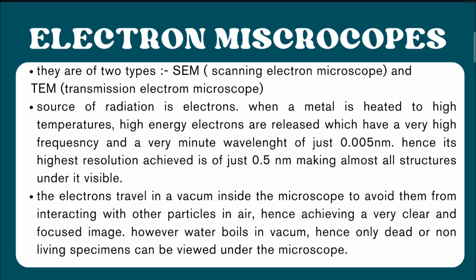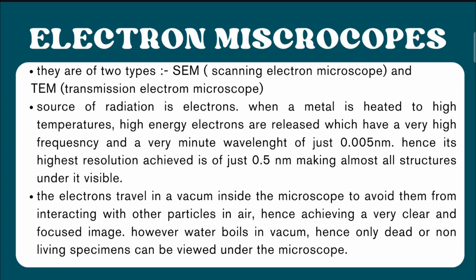Now we move on to electron microscopes. So electron microscopes are divided into two types: the SEM, the scanning electron microscope, and the TEM, the transmission electron microscope. Okay, we'll talk about these later, but right now we'll just generalize what an electron microscope is. Okay, so the source of radiation is obviously electron, right? Because light microscopes use light, electron microscopes use electron.